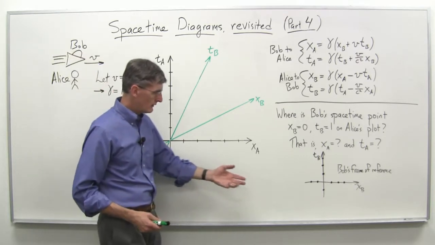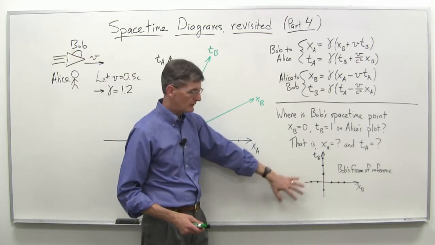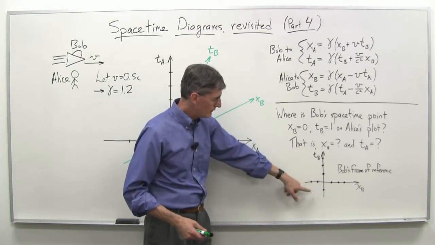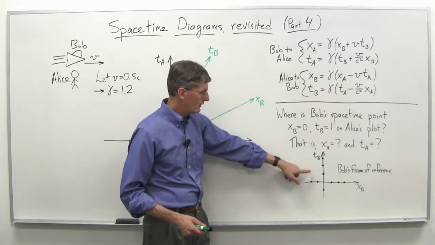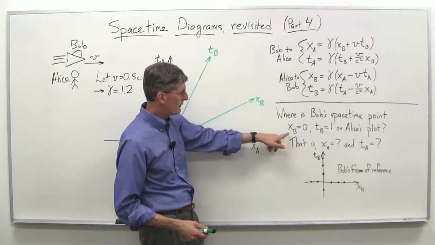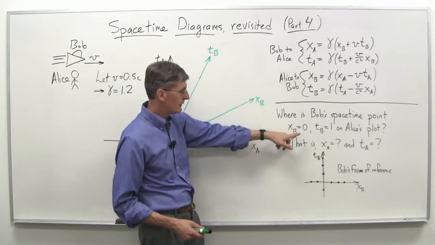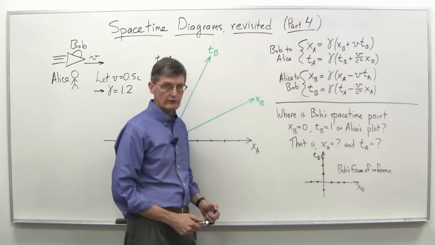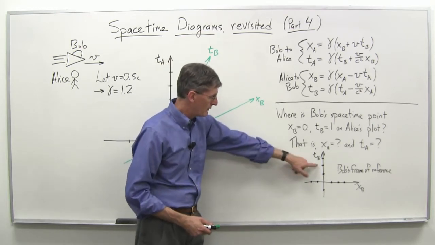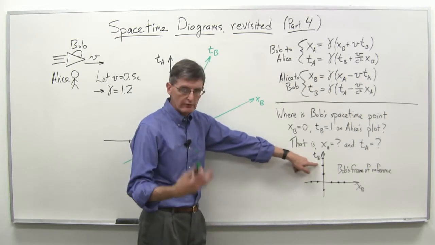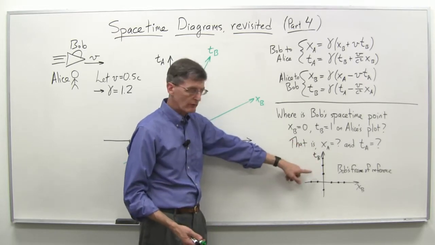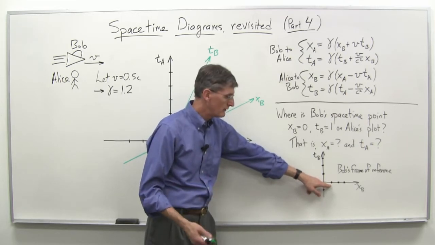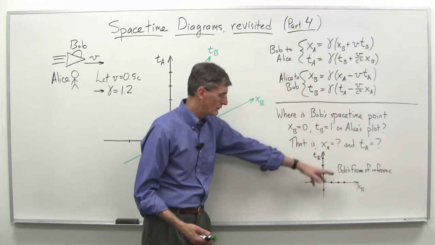We need to say, okay, here's Bob's frame of reference in sort of standard form. And here are the points on his axes here. So for example, the point X_B equals 0, T_B equals 1 is this point right here. Okay, that's just on his T_B axis. And this would be the point X_B equals 0, T_B equals 2, and so on and so forth. And the other points, this would be the point X_B equals 1, T_B equals 0, and so on and so forth.